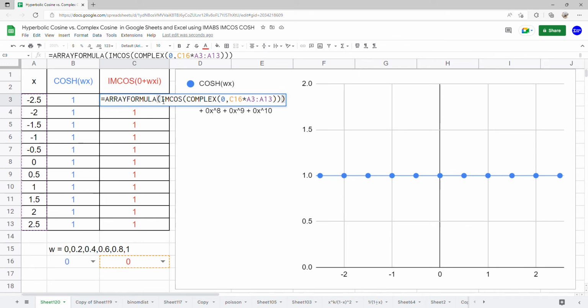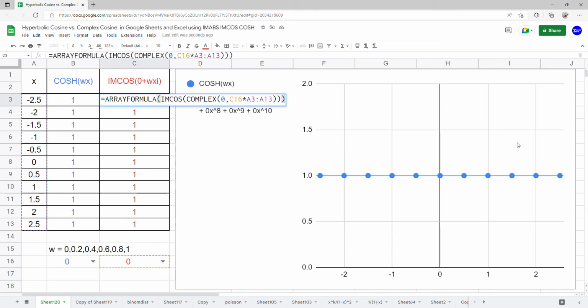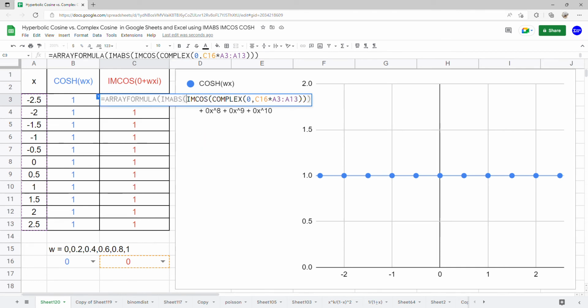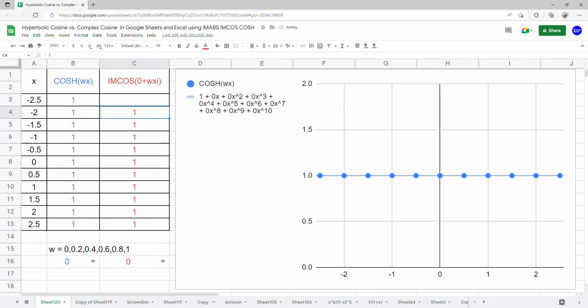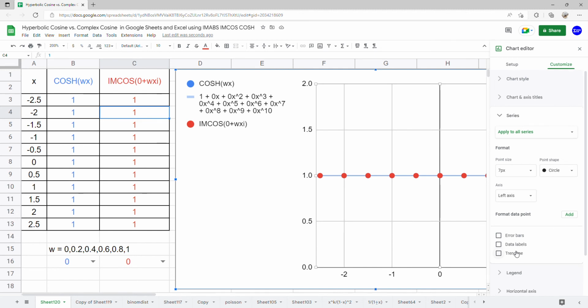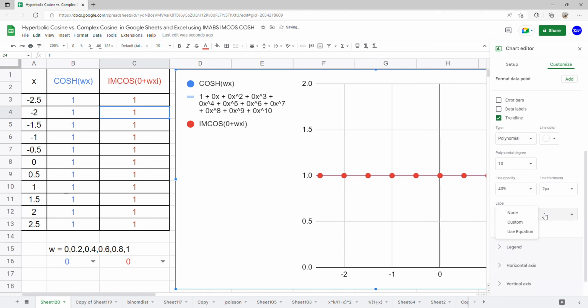And we continue. We cannot see the red one, so IMABS, we want the absolute number. Now we need the equation, so we change the chart. Under series, trend line, the type polynomial, the degree 10th. For the label, use the equation. Finally, we have that.